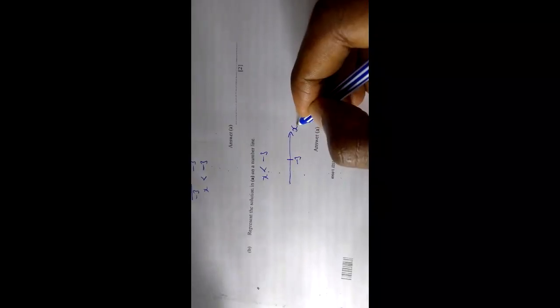Part B, it says represent the solution in A on a number line. So our solution is x is less than minus 3. To represent it on a number line, we are just going to draw a part of the number line, and we are going to have our minus 3 here. And since it is in terms of x, we are going to label our number line with an x. Less than minus 3 means the numbers which are less than minus 3.